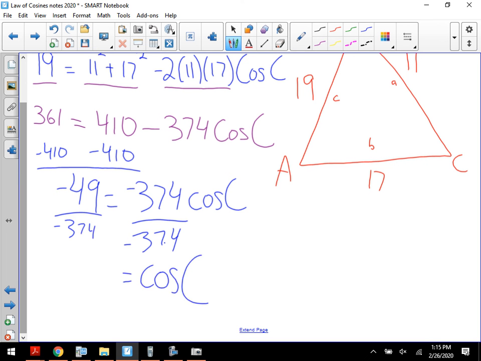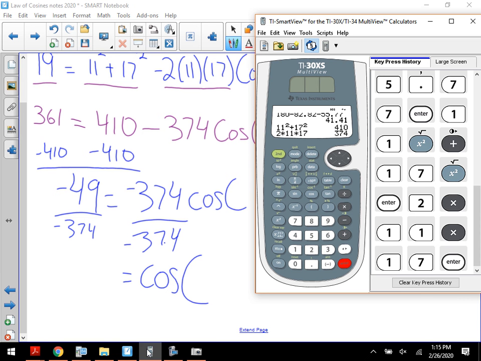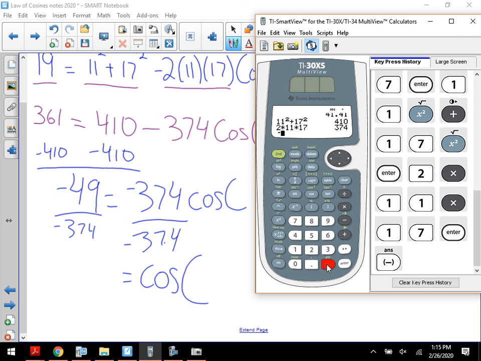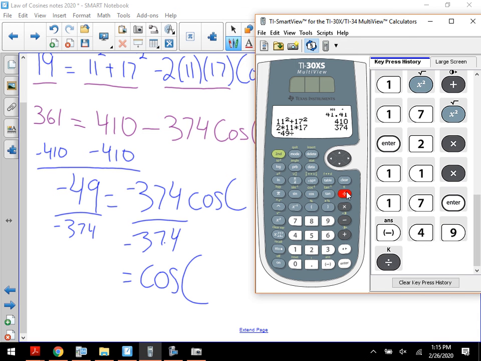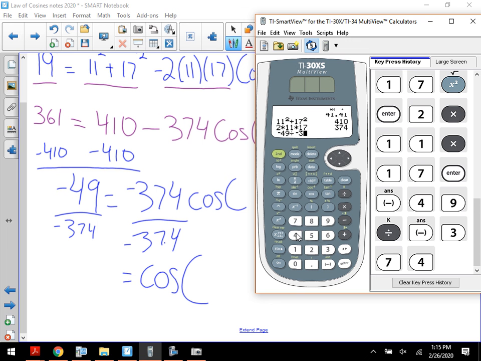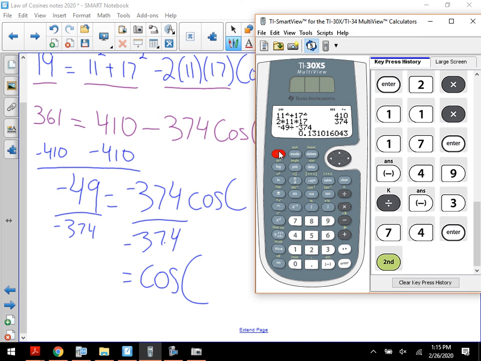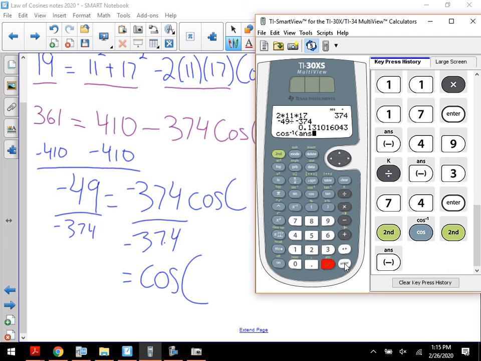So now you've got this decimal that equals the cosine of C. From here, it's all calculated. Negative 49 divided by negative 374. Decimal. Inverse it. Second cosine. Second answer. And that angle is 82.47. A lot of buttons.